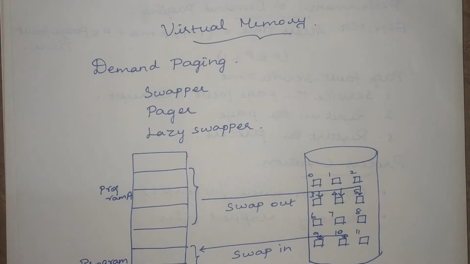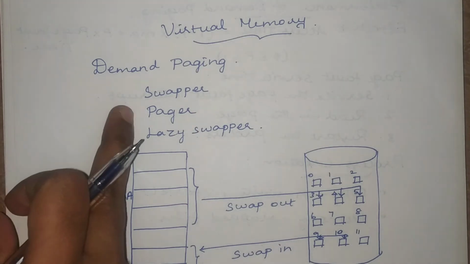It will intimate the operating system, and then the operating system will take over and handle that error. How will it handle that error? With the help of virtual memory. That is what we're going to discuss in this topic.